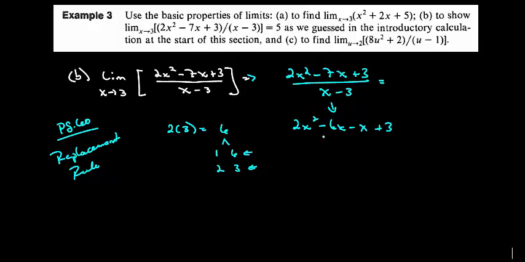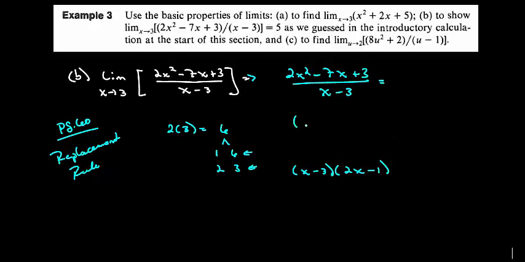Now I'm going to take the first two and factor by grouping. For the first two I'm going to factor out a 2x, and I'm left with x minus 3. And for the last two I'm going to factor out a negative 1, so I'm left with x minus 3. Then I'm going to factor out an x minus 3. Of course, there is a 1 here. And so what that tells me is that 2x² − 7x + 3 is equal to (x − 3) times (2x − 1).